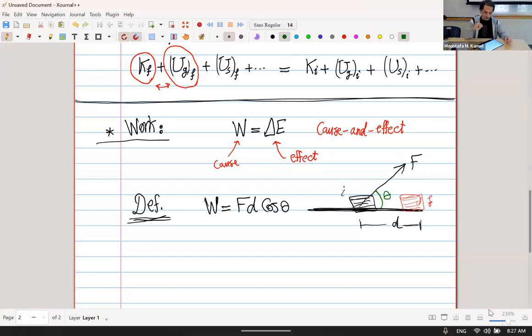Okay. So this force does work on the block Fd cosine theta. Okay. F is the magnitude of the force, d is the magnitude of displacement, and cosine theta is the cosine of the angle between the force and displacement.